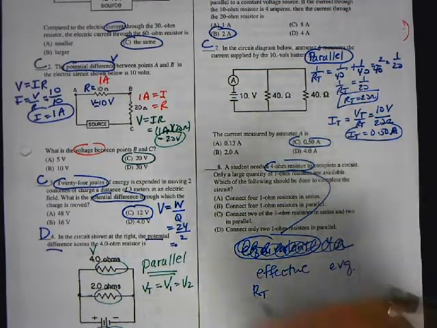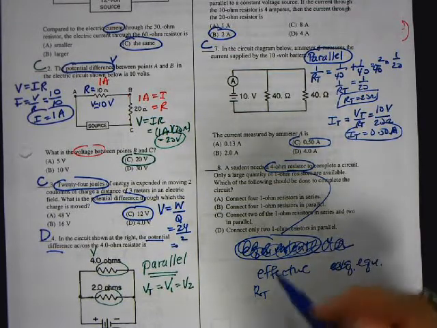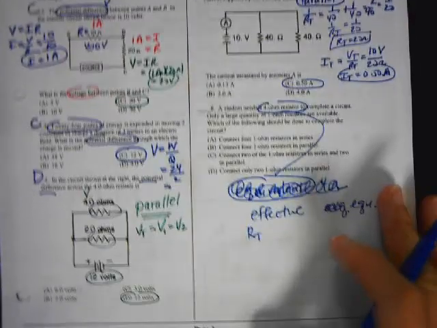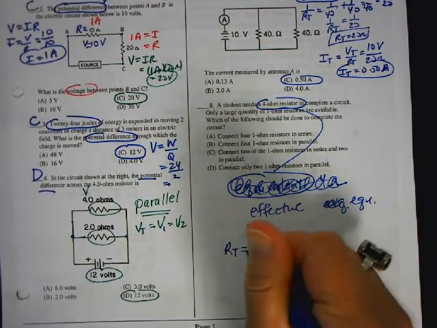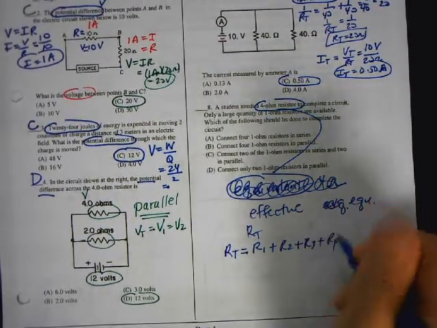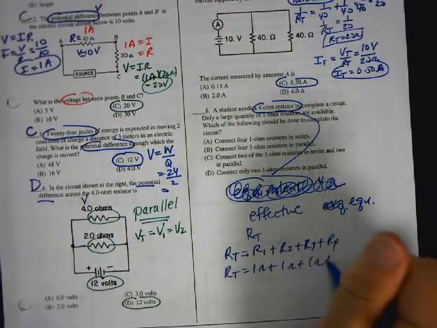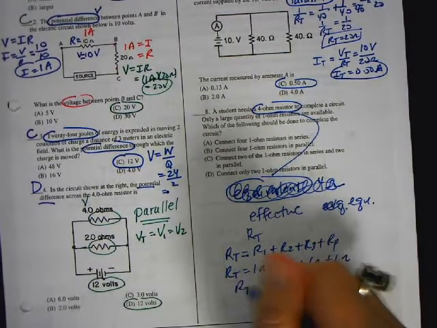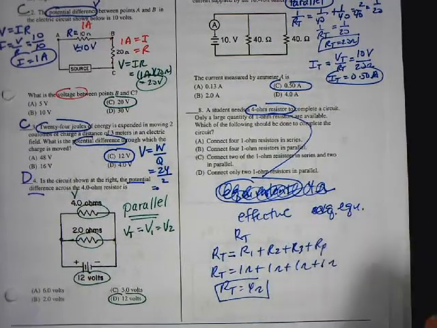So if I just have, RT would be R1 plus R2 plus R3 plus R4. So RT would be 1 plus 1 plus 1 plus 1, which would be 4 ohms. So 4 1 ohm resistors in series would be equivalent to a 4 ohm resistor. And that would give me what I need for this. And now we have to do the other problems on the back.